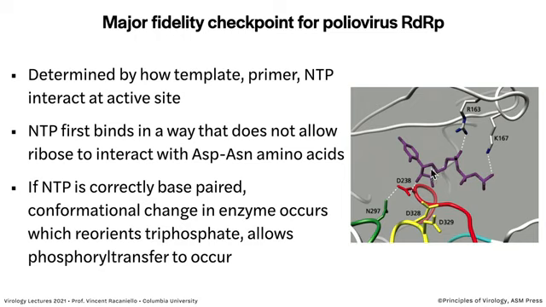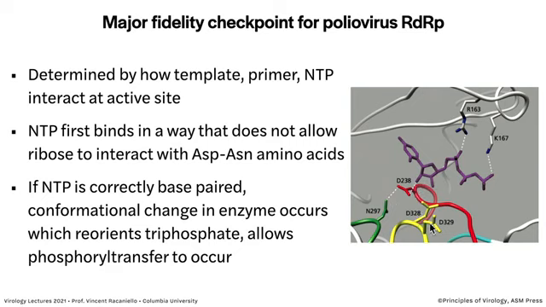So the incorrect base pairing doesn't have the right interactions with this ribose. But if it's correctly base paired, if the right base is in and it correctly base pairs with the template, there's a big conformational change in the enzyme. It reorients the triphosphate, and now you have good interactions with the two aspartates, and polymerization occurs.